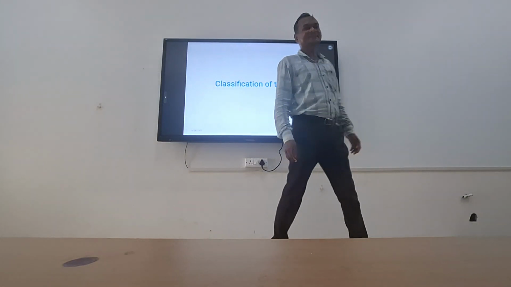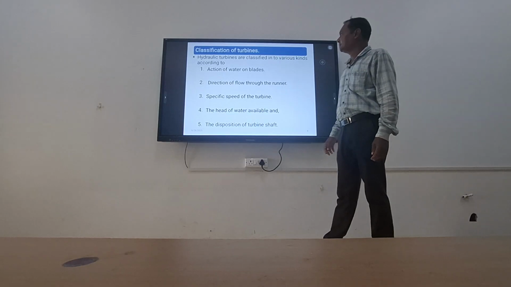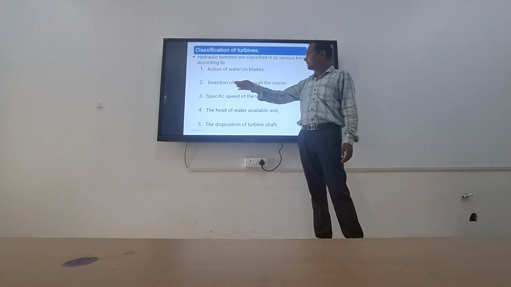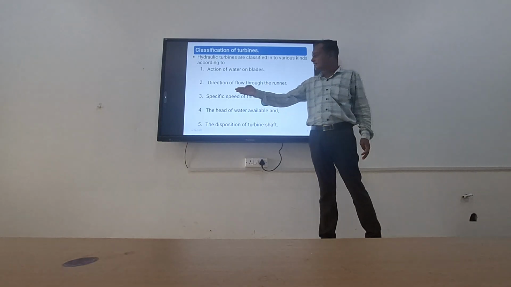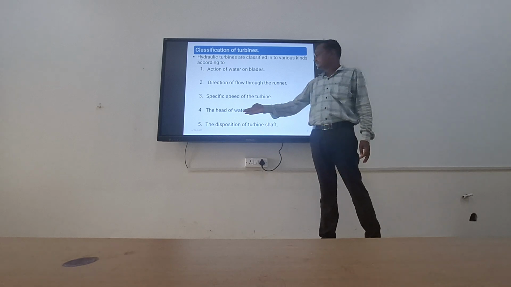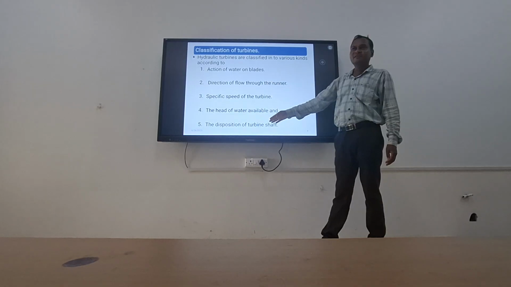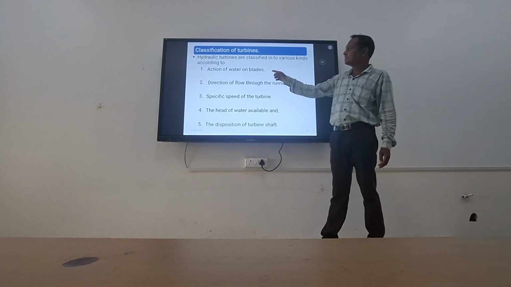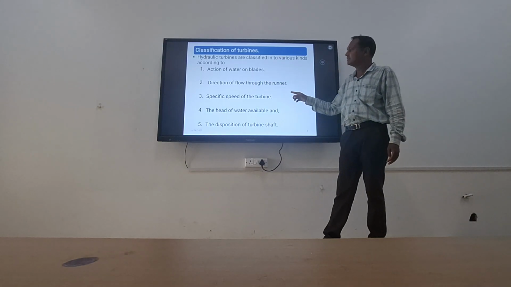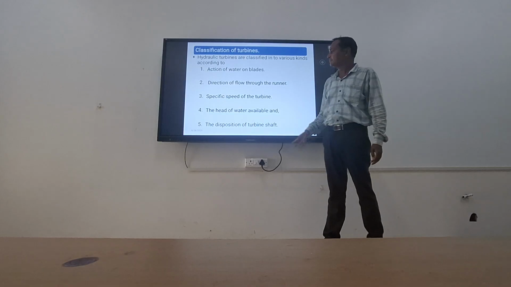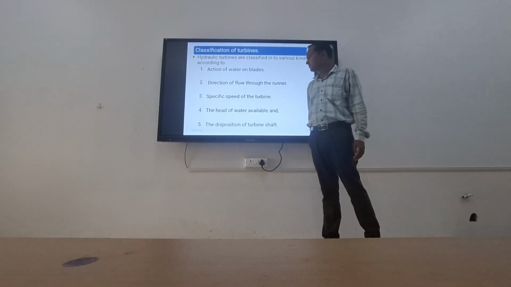Come to the next part, that is classification of the turbines. First of all, turbines are classified according to the action of the water on the blades. Next is the direction of flow through the runner and the specific speed of the turbine. Next, the head of water available and the disposition of the turbine shaft. So, in five ways you can differentiate the turbines. First one is the action of water on the blades. Second is the direction of flow through the runner. Third is the specific speed of the turbine. Fourth is the head of water available. And fifth is the disposition of the turbine shaft.